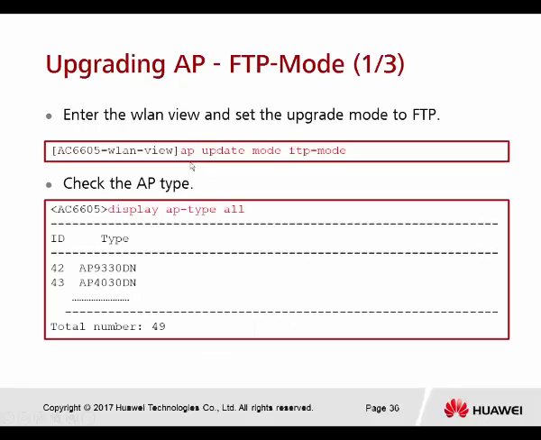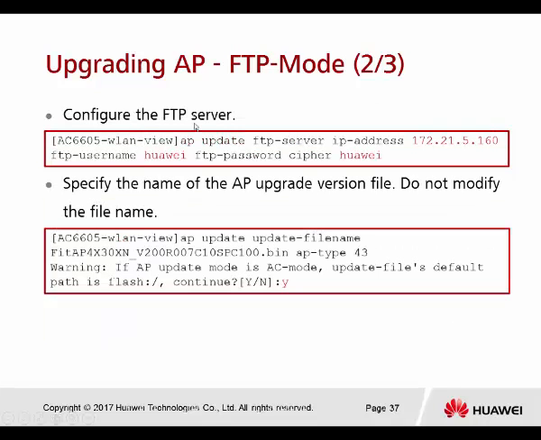Here are some of the command lines for doing the AP upgrade through the FTP. Enter the controller's WLAN view and use the command ap update mode ftp. Then use display ap type all. Here it will show you all the type IDs inside the WLAN. Then the next one, configure the FTP server: ap update ftp-server. Because right now I'm doing the FTP mode, that means all my APs are connected to the FTP directly. They're not downloading from the controller, they're downloading from the FTP.